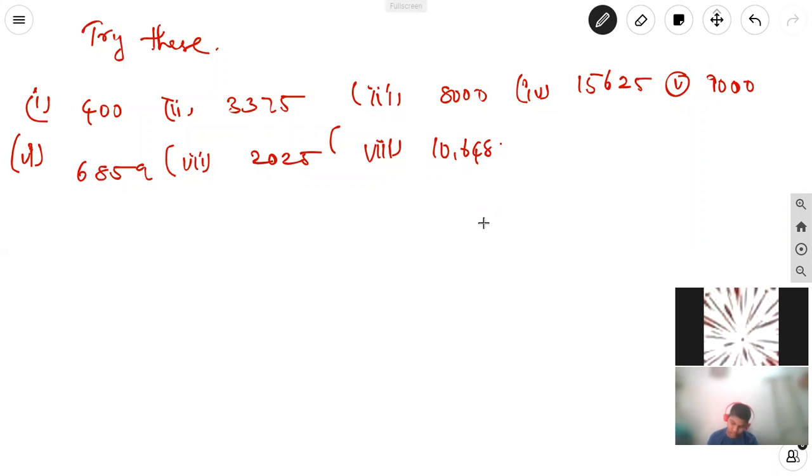How to find out the perfect cubes? Which of the following are perfect cubes?